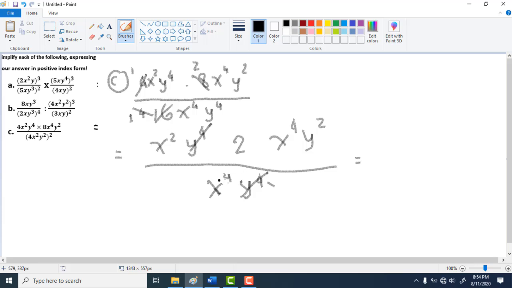Oh, so we can simplify the x. We cross x with x. So it becomes x to the power of 2, y to the power of 2. Don't forget the coefficient 2. Okay. 2x squared y squared.